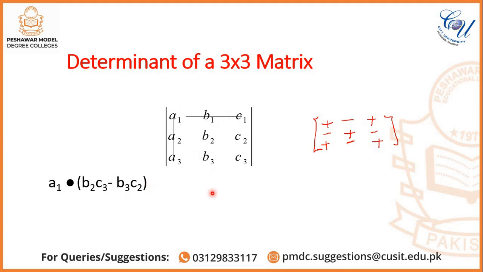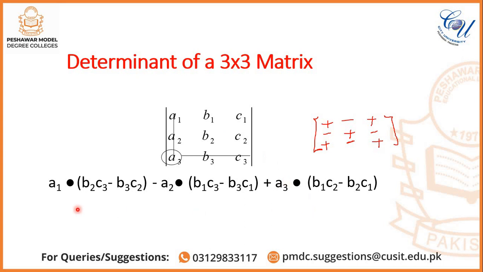Next the sign will be minus, so the element will be a2, minus a2 into, next we have to eliminate the row and column of this element. So we are left with the determinant of b1, c1, b3, c3. Taking the determinant, we get b1 c3 minus b3 c1. Next element is a3, with sign positive, plus a3 into the determinant of this, so we get b1 c2 minus b2 c1. So this is the way to take the determinant of a 3 cross 3 matrix.